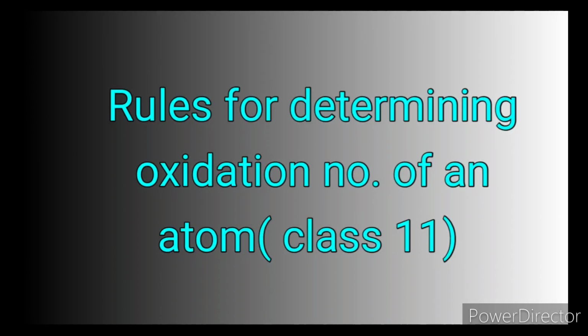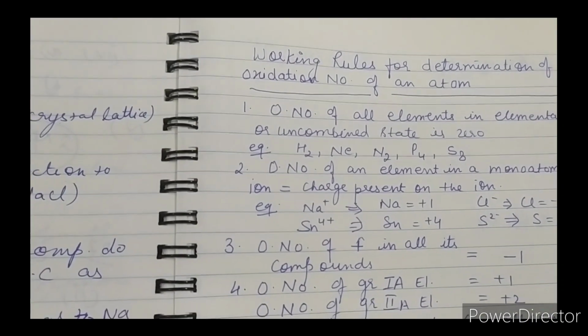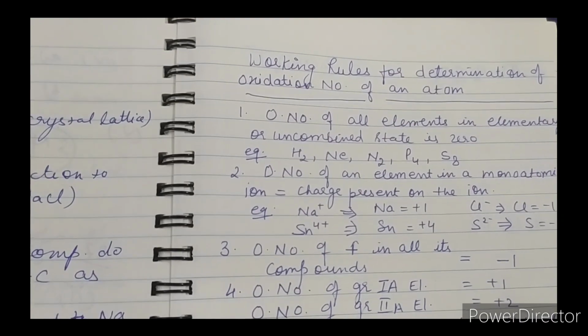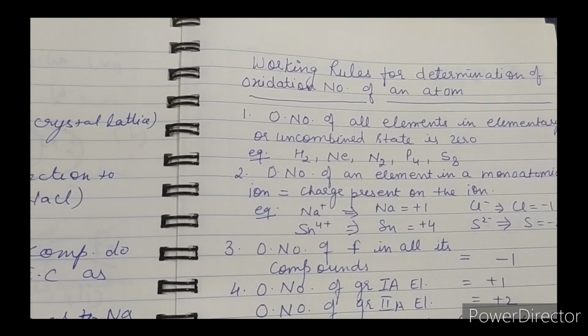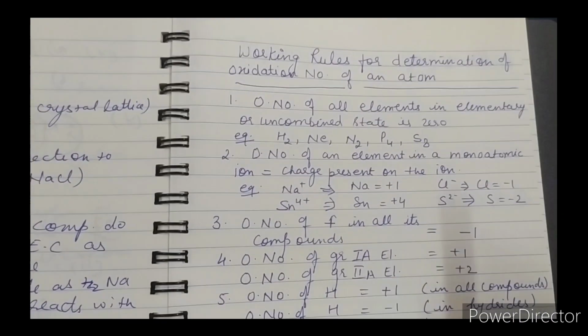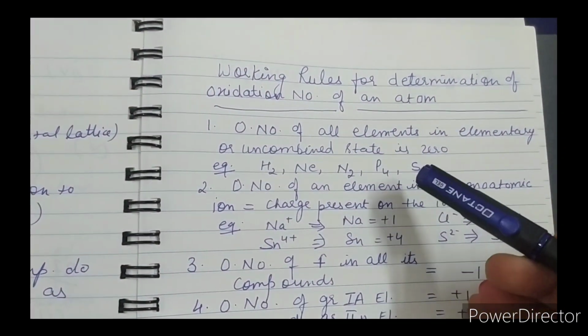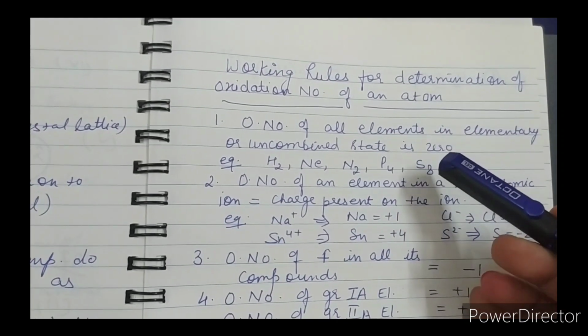Dear students, in this video we will deal with the topic how to find the oxidation number of an atom in a molecule. So first we will discuss the rules for determining the oxidation number of an atom in a molecule. Rule number one: the oxidation number of all the elements in their elementary or uncombined state is 0.